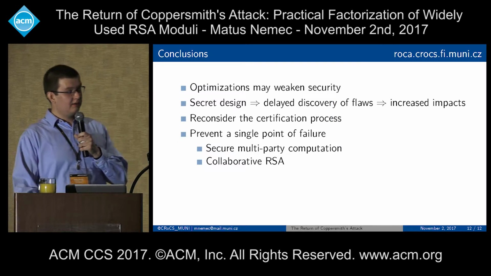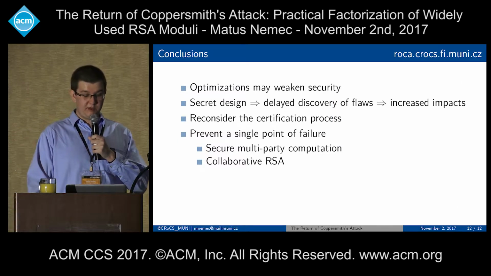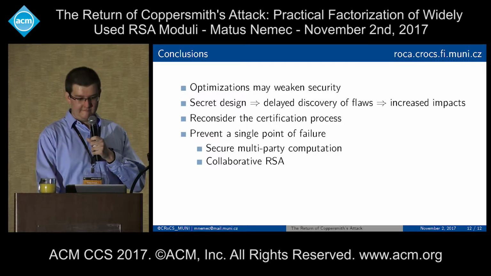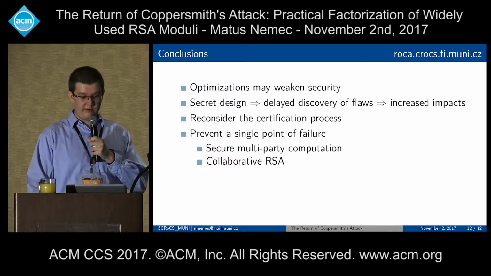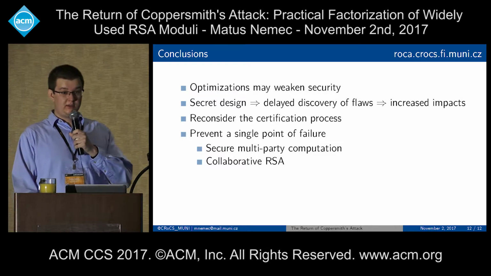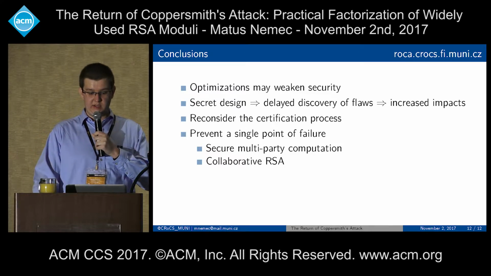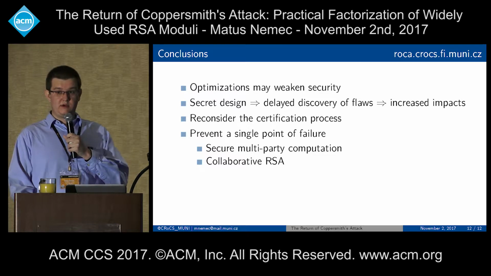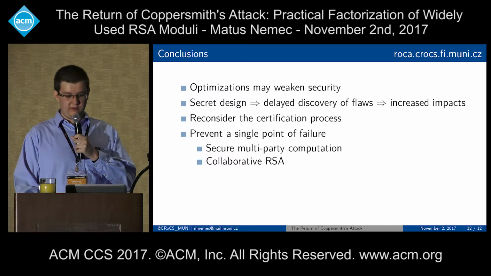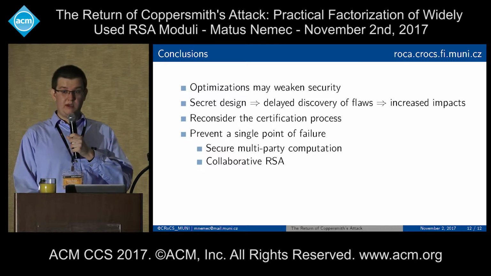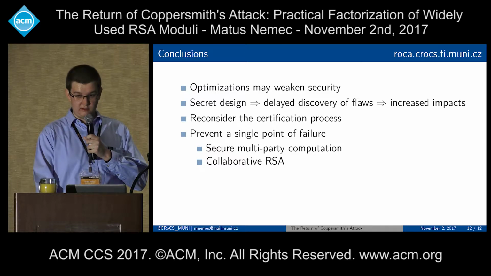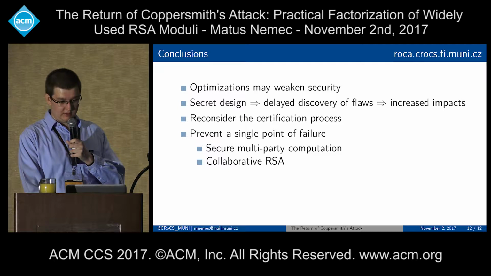So what can we learn from this? Some optimizations in cryptography may weaken the security of the system. Moreover, the design and implementation of this key generation method was not made public, which delayed the discovery of the flaw. This was approximately 10 years before it was found by us. In the meantime, possibly hundreds of millions of such devices were manufactured and sold, which increased the impacts across all domains.